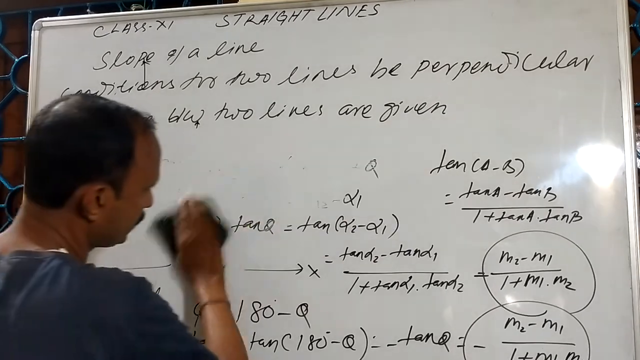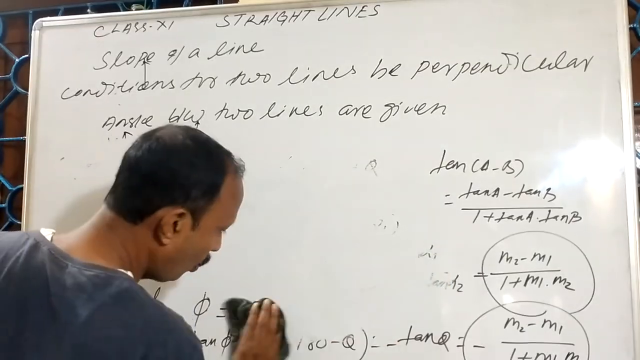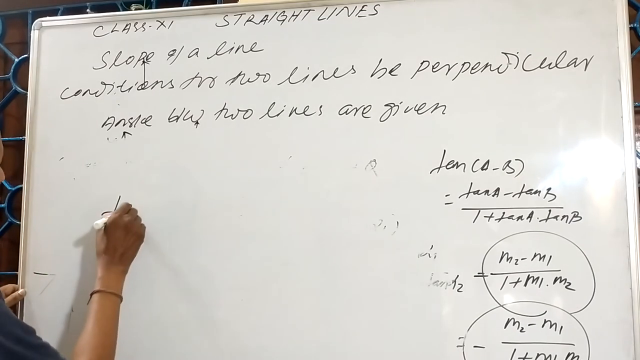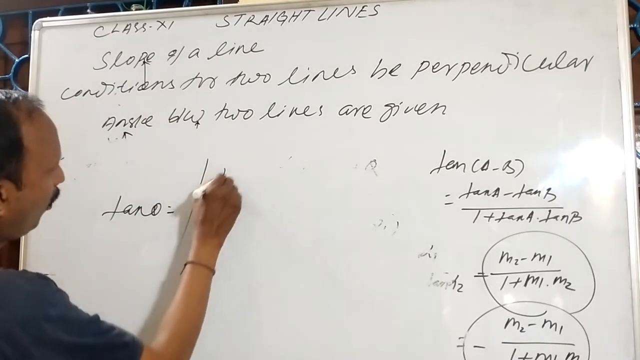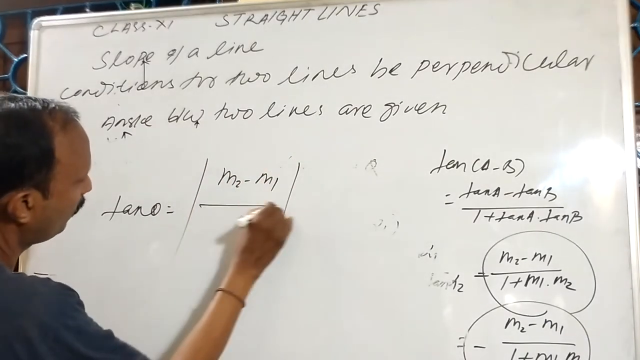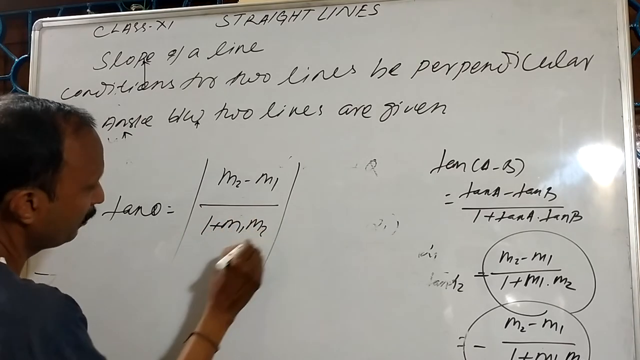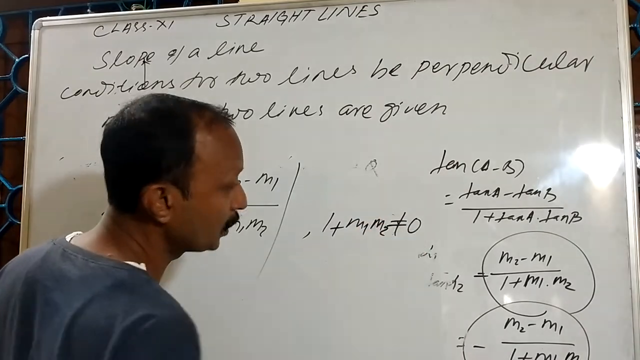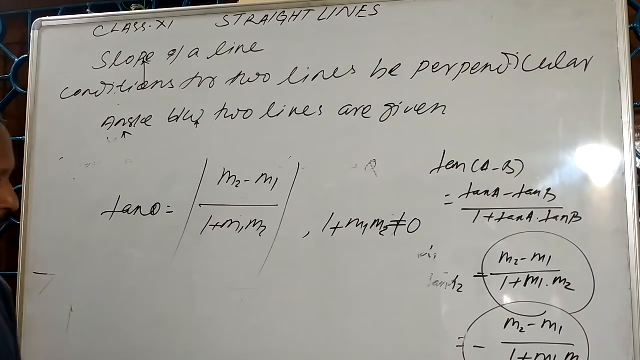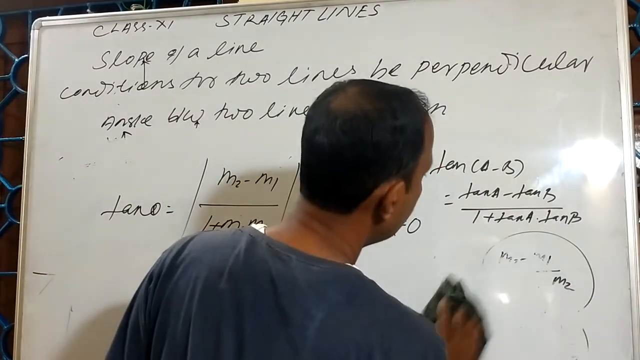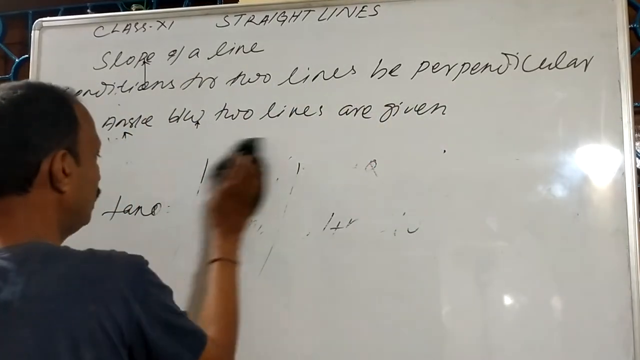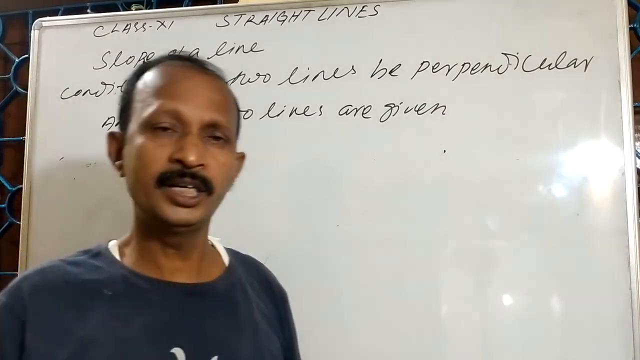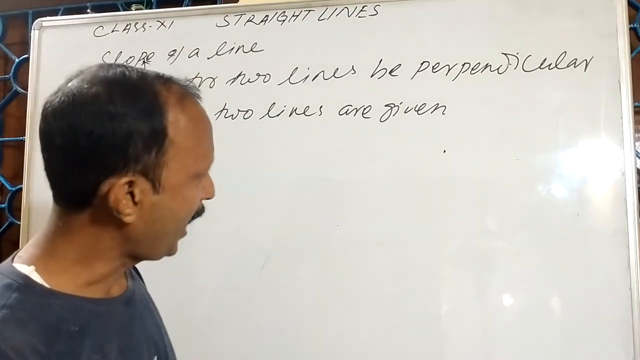So I can say that if the angle between two lines is given, then tan theta will be equal to mod of m2 minus m1 upon 1 plus m1 into m2, where 1 plus m1 into m2 must not be equal to 0. Clear? So this is about how to find the slope if two points of a line are given, or if the angle between two lines is given.